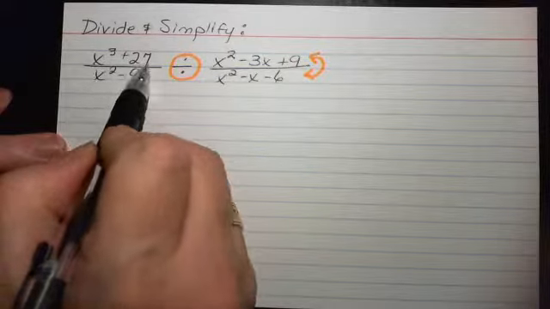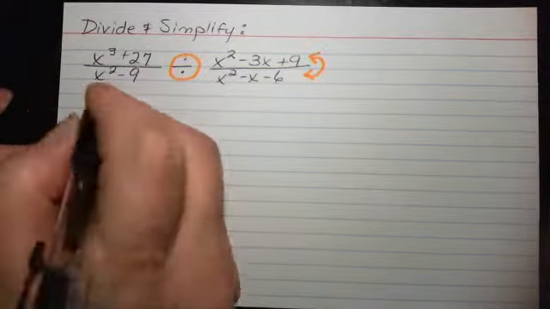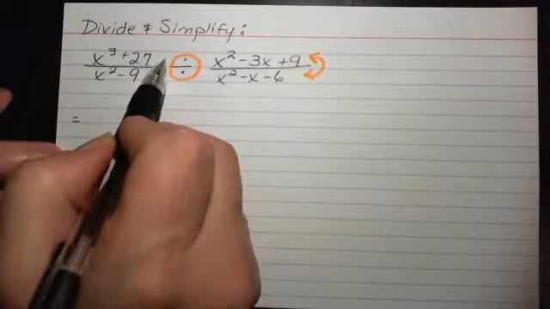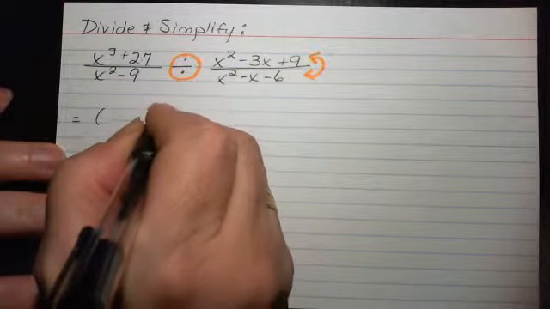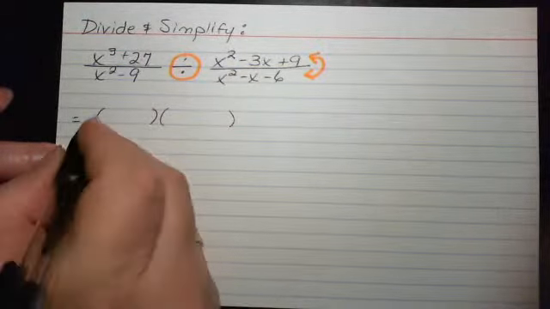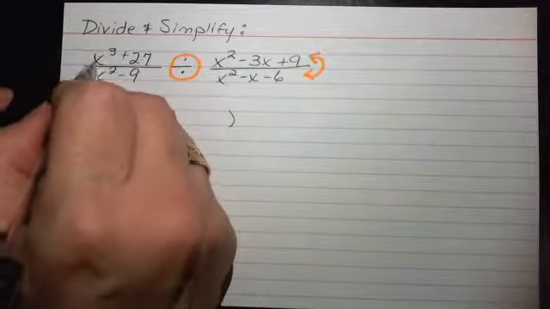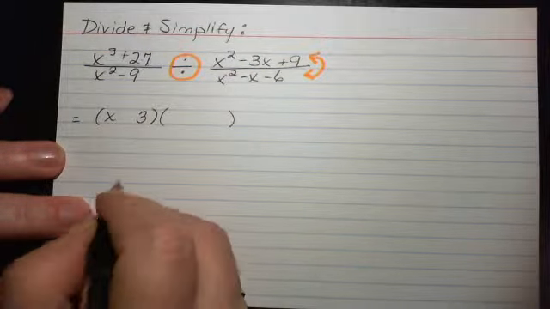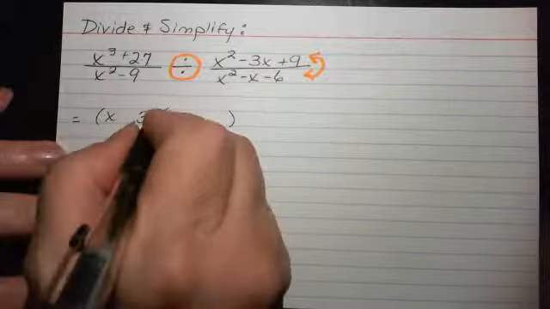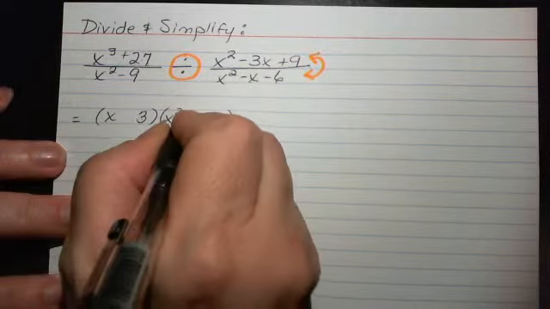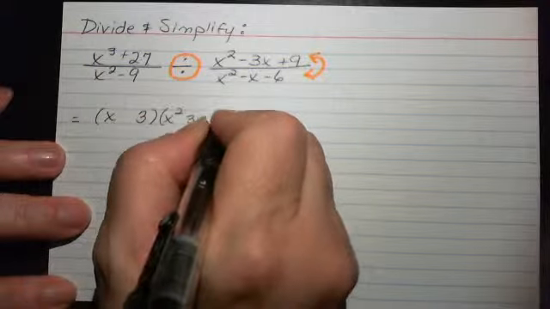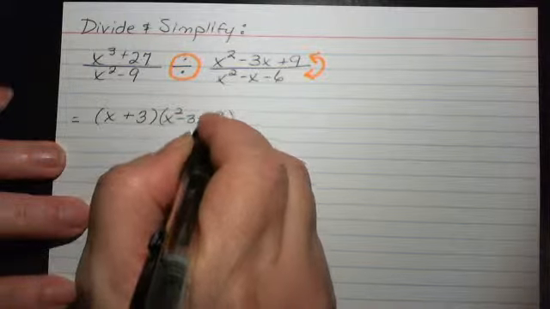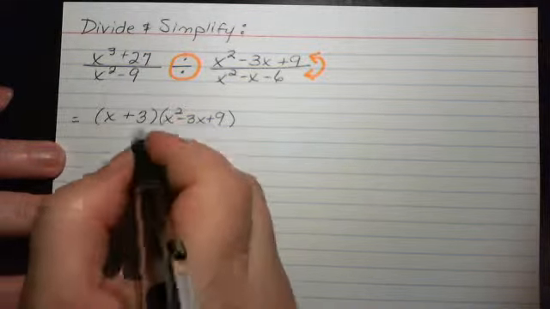X cubed plus 27, that's a binomial. And you should recognize it as a sum of cubes. Now, how does a sum of cubes factor? Well, into a binomial and a trinomial. So our binomial is: what do we cube to get x cubed? X. What do we cube to get 27? 3. And then for the trinomial, we square the x, we multiply the 2 together, and we square the 3. And then we place our signs: the same sign, opposite, and always positive. So we have factored the first numerator.